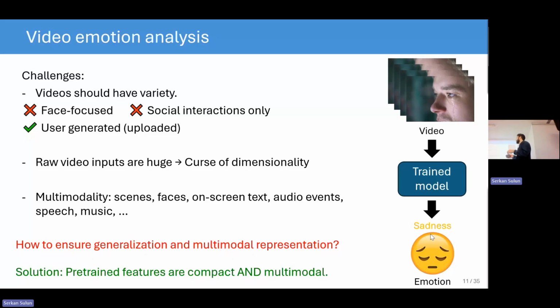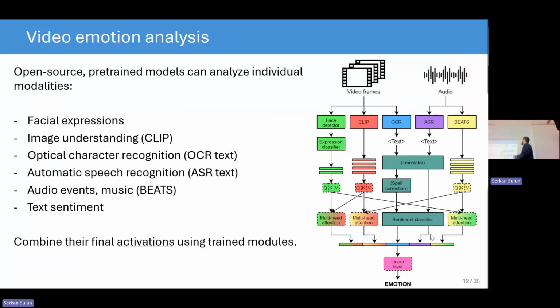The solution is to use pre-trained models for each of these modalities. These pre-trained models cover the multimodality, and they're compact because they're just features, not the whole pixel space. So we found a bunch of pre-trained open source models to analyze different things. These evaluate facial expressions: if you see a person in a video, we have a face detector followed by an expression classifier. You have CLIP features for image understanding. You have OCR models to detect the text. You have ASR, automatic speech recognition, to get the speech. And then you have audio events and music.